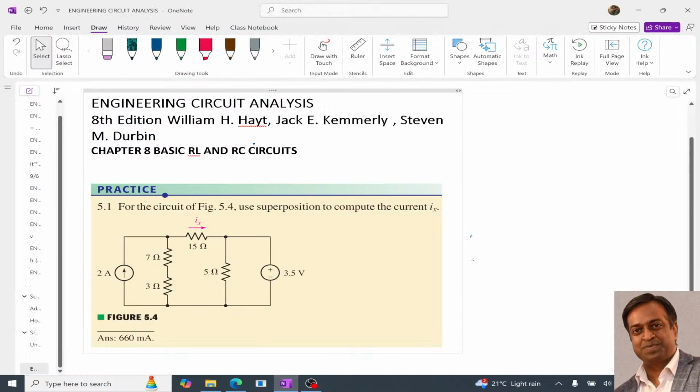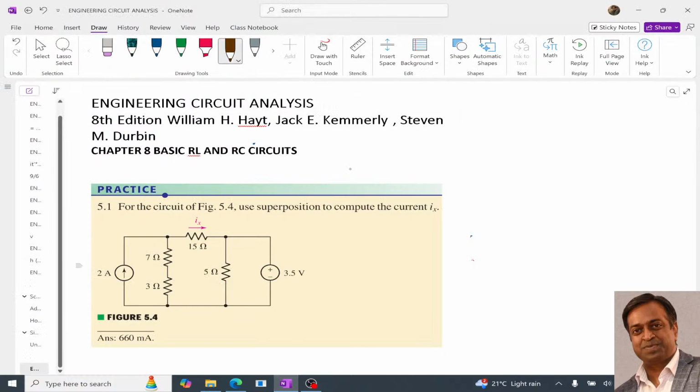Hello guys, in this video I am going to explain the solution of this question of 5.1, which is a practice problem of this book Engineering Circuit Analysis by Hayt, Kemmerly and Durbin, and the problem is related to the superposition theorem, right? And it is of chapter 5.